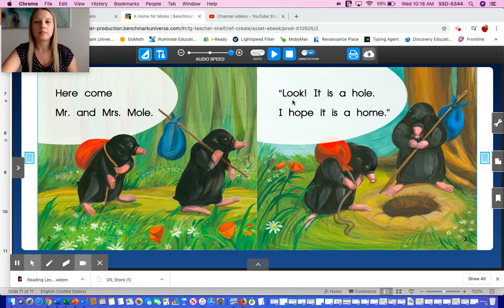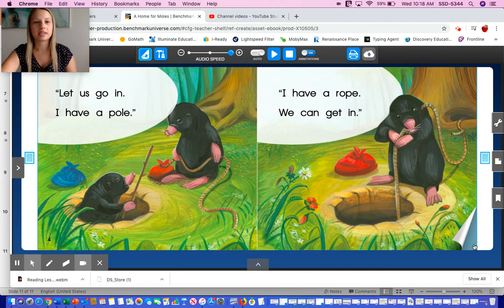Next page. Ooh, and I see an exclamation mark, so I'm going to be excited. Look! It is a hole. I hope it is a home. So they're looking in the hole and they said they hope it's a home. So where do you think moles live? Underground, right? Let's flip to the next page.